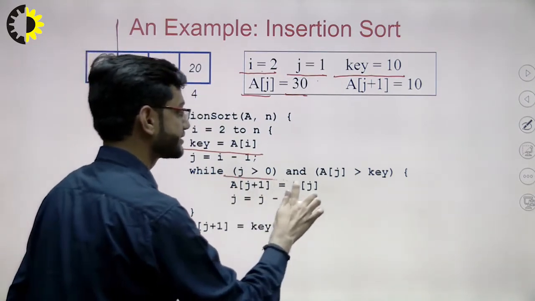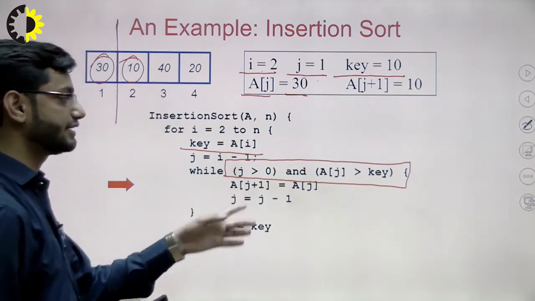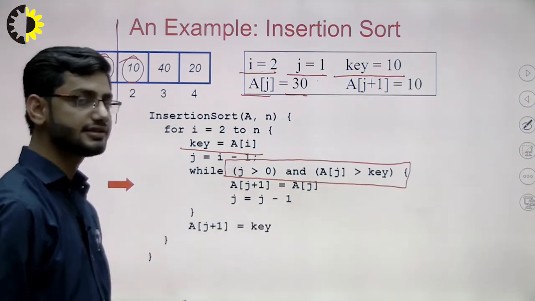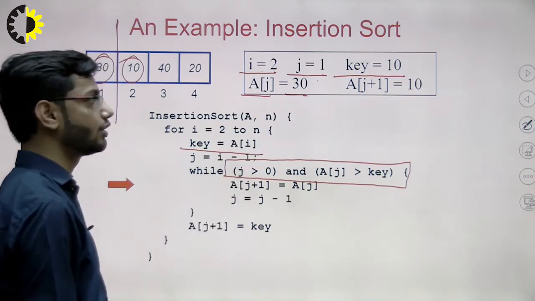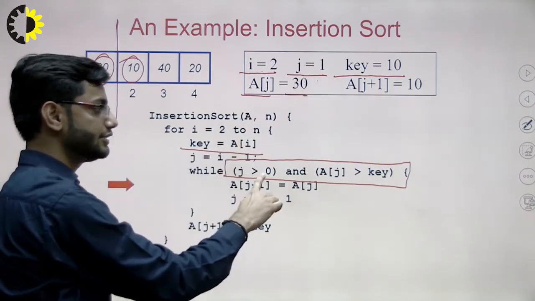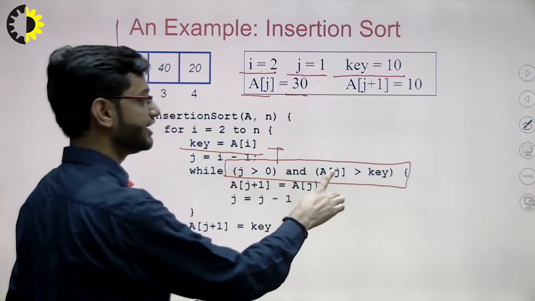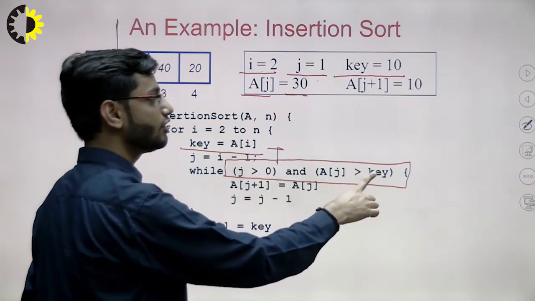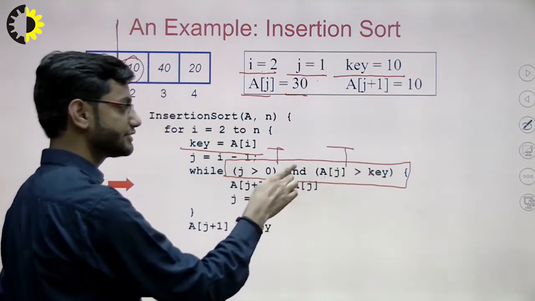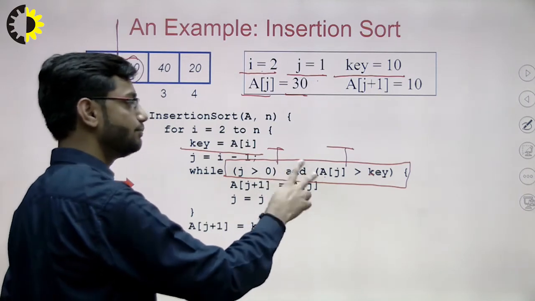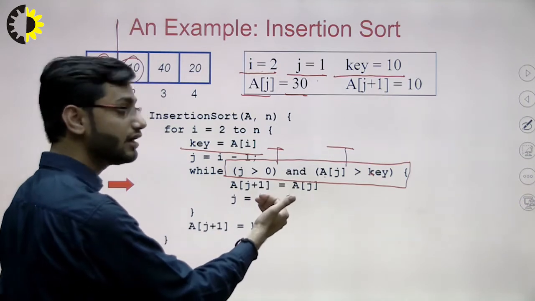Now I will check this condition: whether J is greater than 0 and A of J is greater than key. Clear? So I am checking whether J is greater than 0, meaning 1 is greater than 0. True. A of J is greater than key? What is the value of A of J? 30. What is the value of key? 10. 30 is greater than 10? Yes, true. And in case of the AND operator, if both values are true, the whole result is true, and we will enter into the while loop.